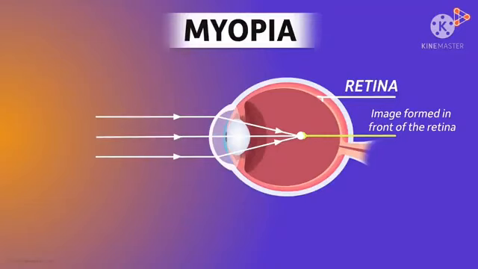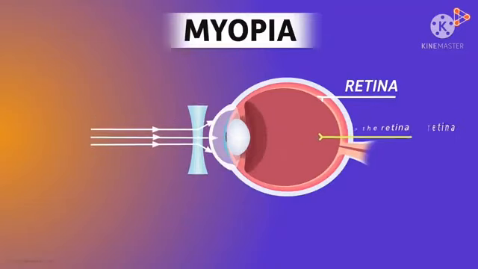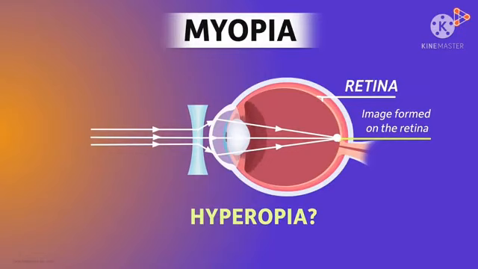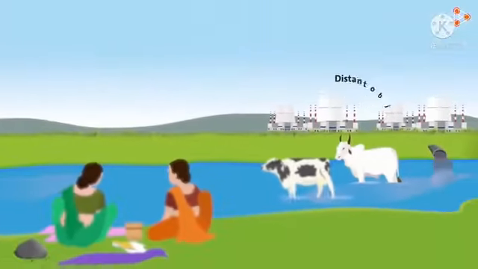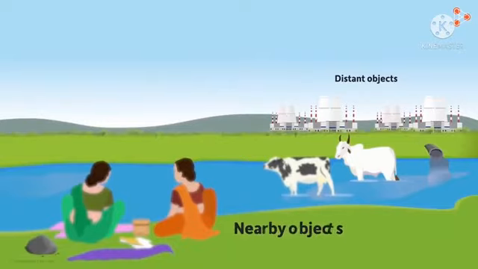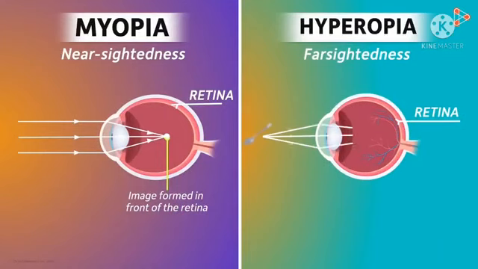We've seen what myopia is and how it can be corrected. But what's hyperopia? In simple words, it's exactly the opposite of myopia. Hyperopia is also called farsightedness. In this case, the distant objects are clear while the nearby objects appear blurry. This is because the light is focused behind the retina rather than on the retina.